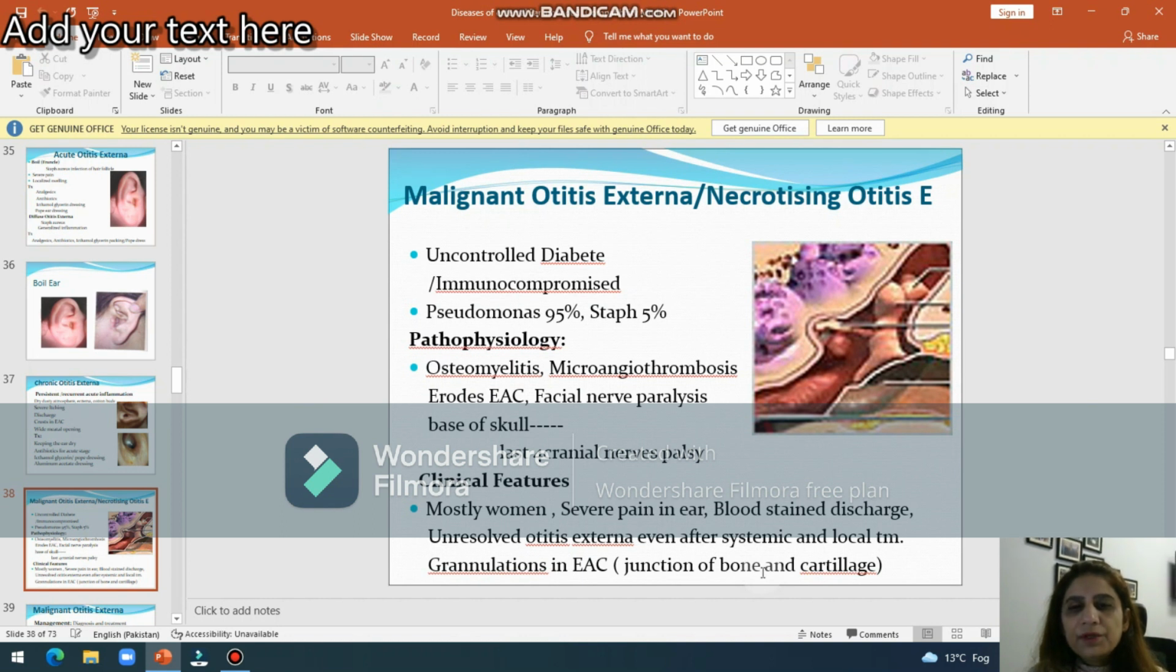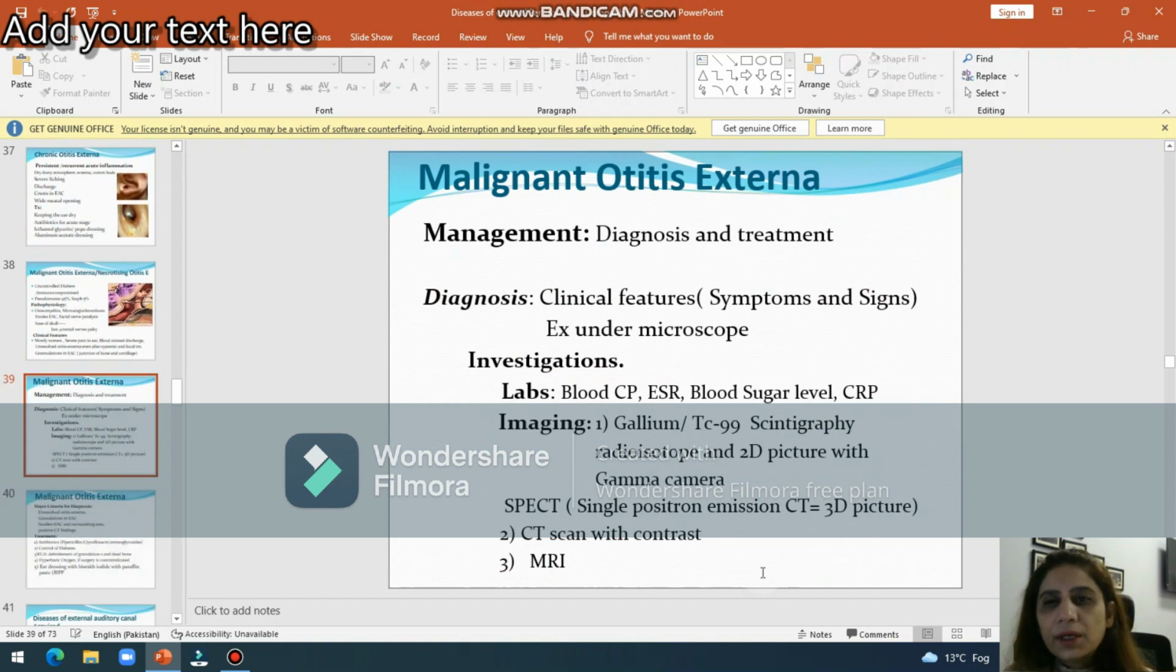So, clinical features: it is mostly seen in women, and the patient will present with severe pain in the ear, blood stained discharge, and unresolved otitis externa even after systemic treatment and also local treatment, because it damages the bone. There will be formation of granulations in the external auditory canal at the junction of bone and cartilage, that is the weakest portion in the external auditory canal.